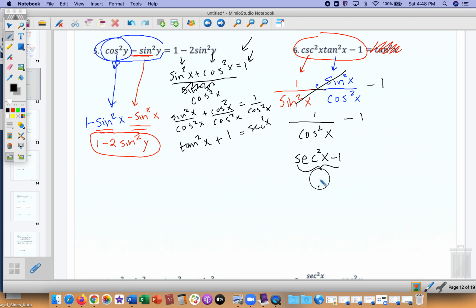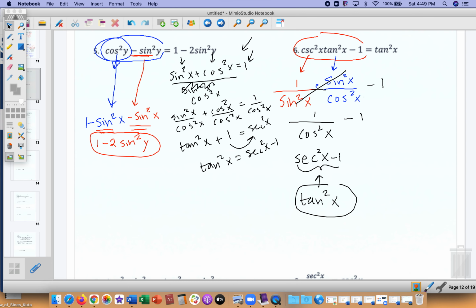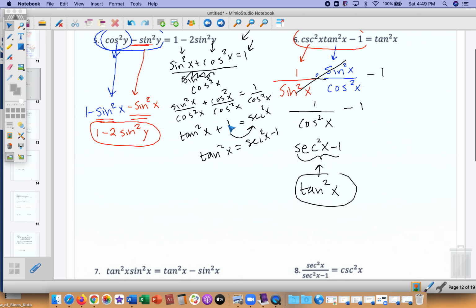So how can we replace secant squared x minus 1? Well, we can replace secant squared x minus 1 with tan, because if we isolate tan squared x, we would get secant squared x minus 1. So we can replace secant squared x minus 1 with tan squared x. And that is what we had in the beginning on the right-hand side. So we're good. We're done. We have 2 more.